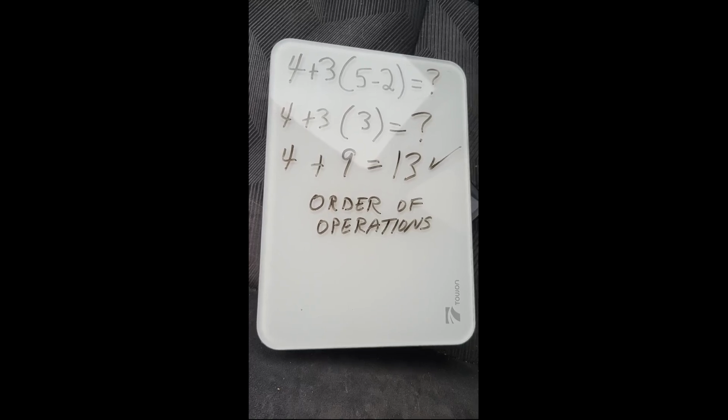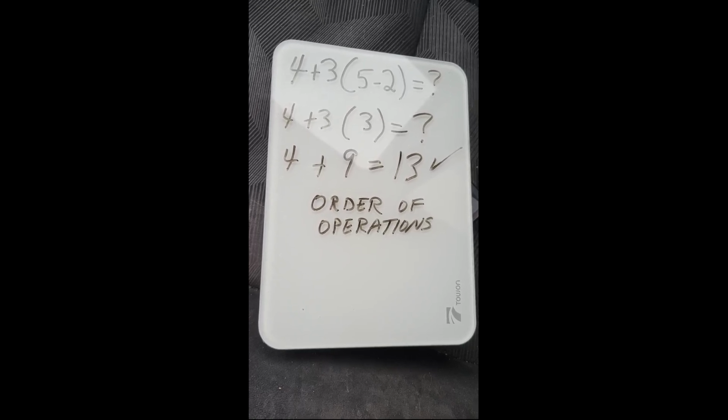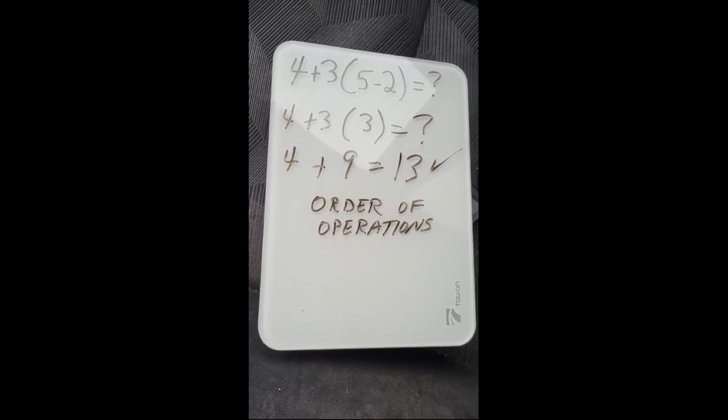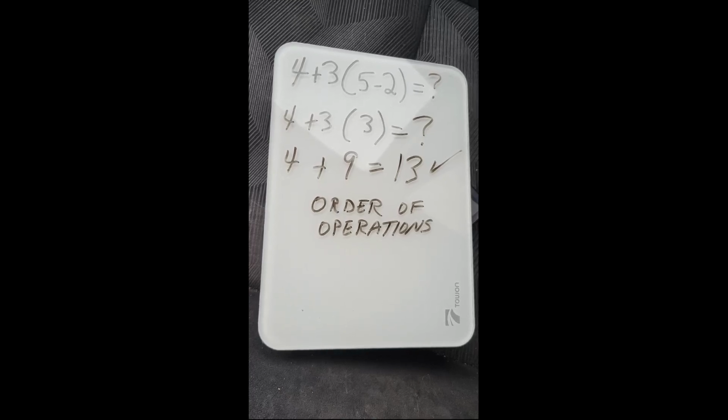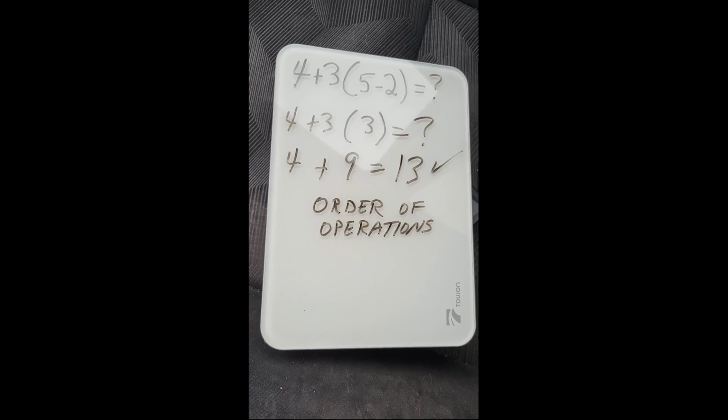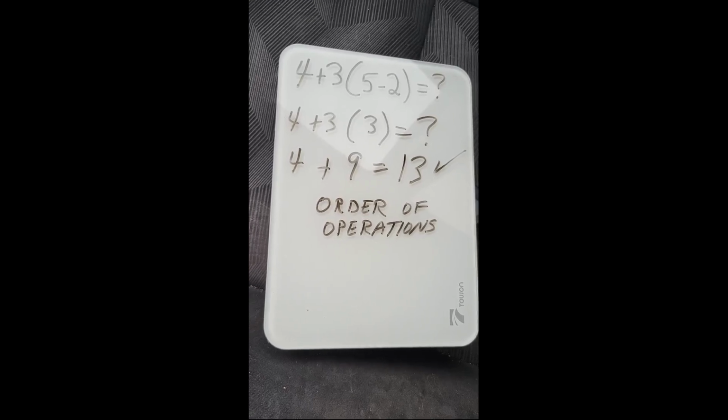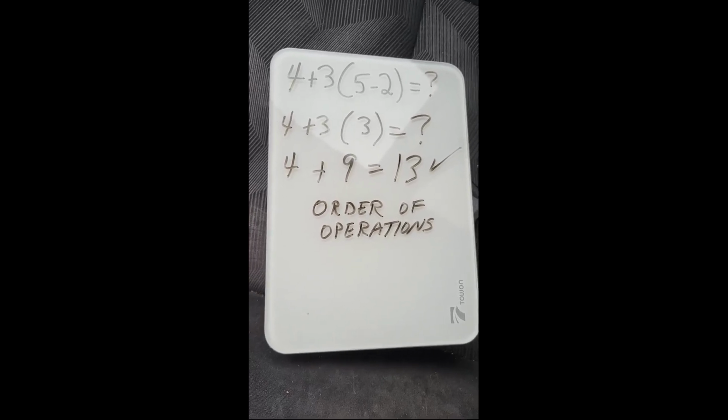They're just blindly solving left to right. They're adding 4 plus 3, getting 7. Then they're multiplying it by the 3 that's inside of the parentheses after you solve that. And they're just taking 7 times 3 and getting 21. And that is incorrect. It's never been correct to blindly solve left to right. You always follow the order of operations.